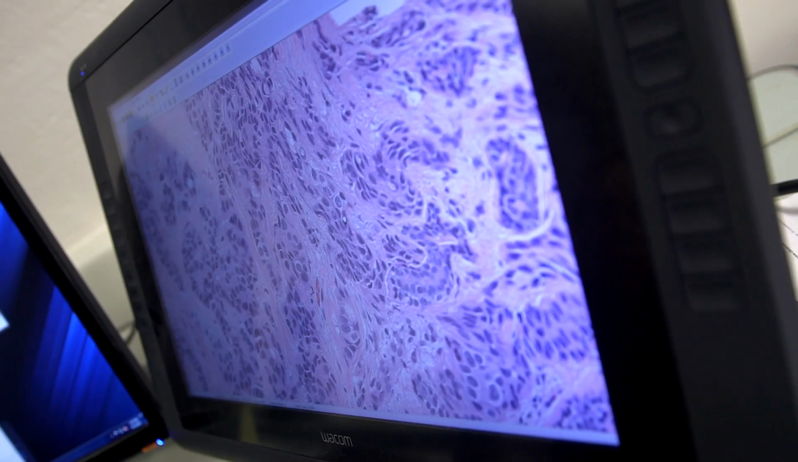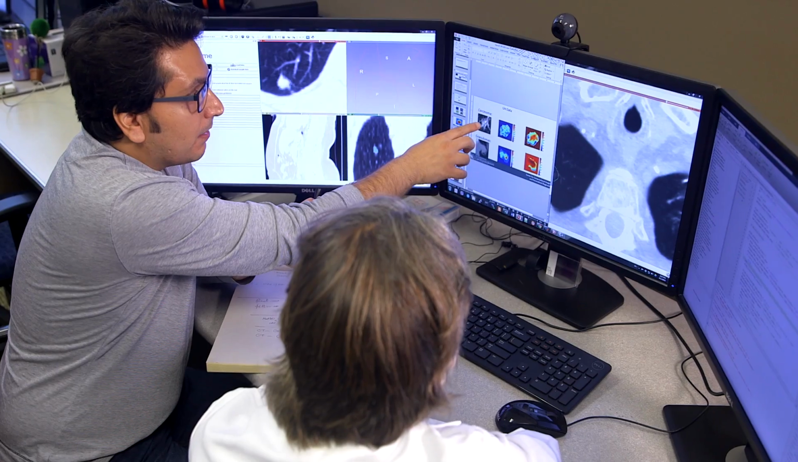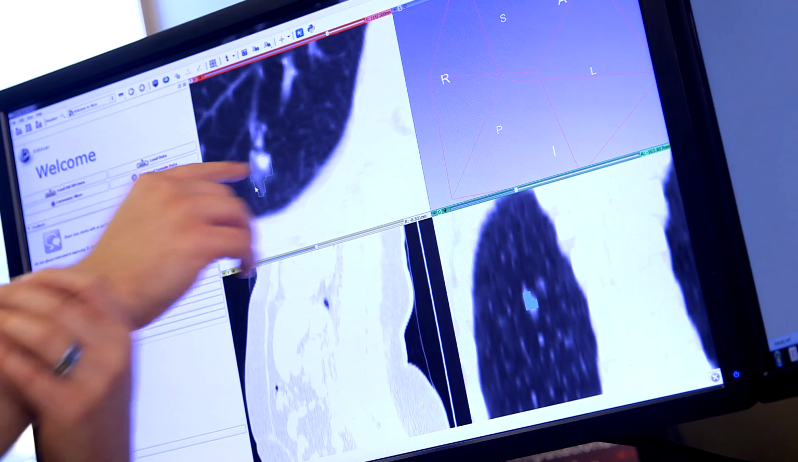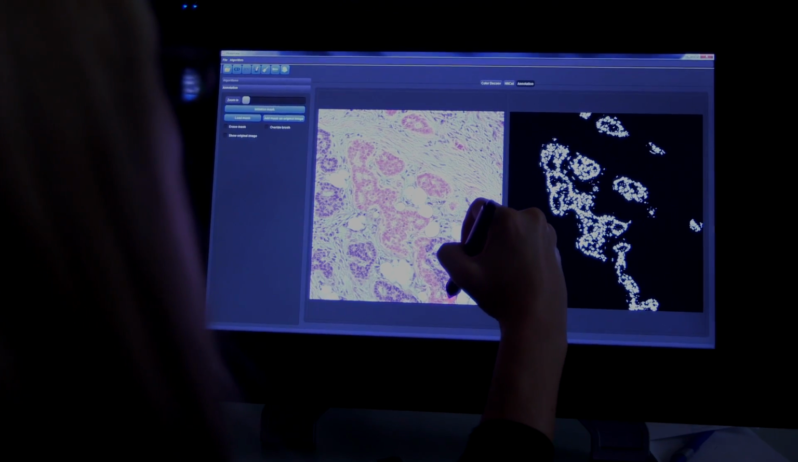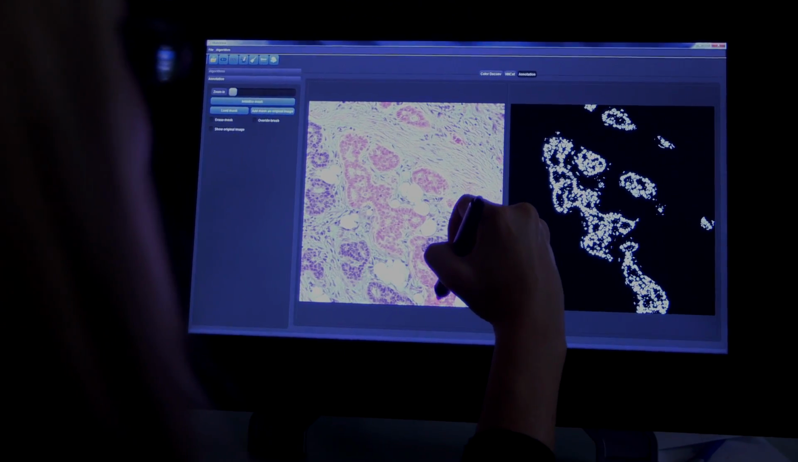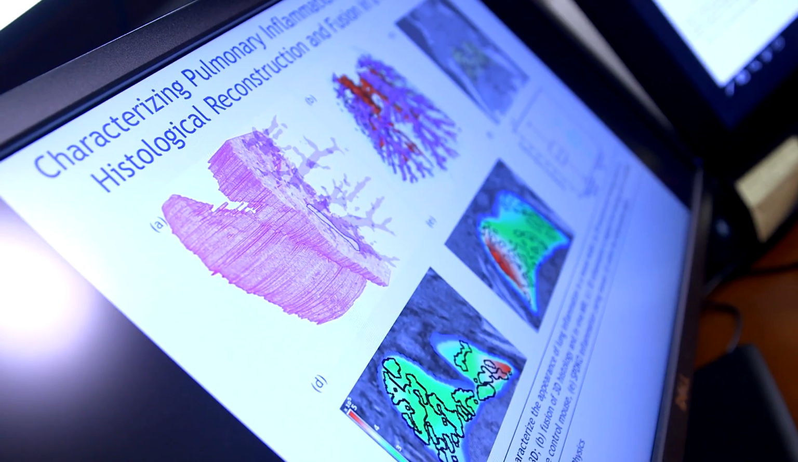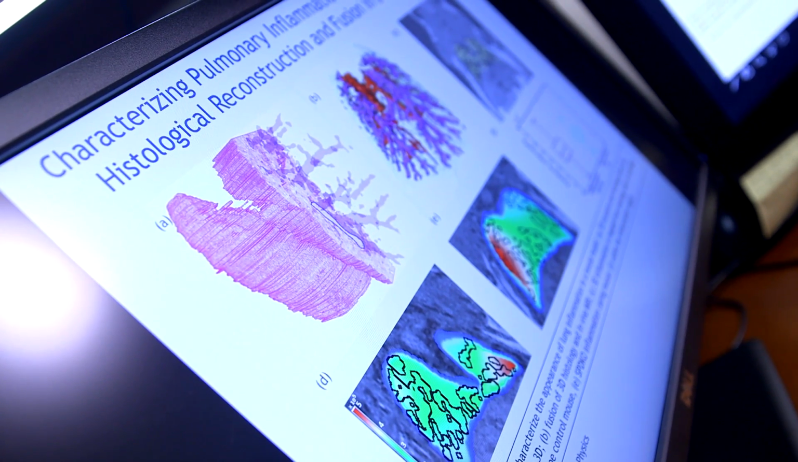Our group is developing image analysis, statistical pattern recognition, machine learning, artificial intelligence tools to be able to computationally interrogate biomedical image data, including MRI and CAT scans and tissue digital pathology images, to be able to predict disease presence as well as characterization of the aggressiveness of the disease.